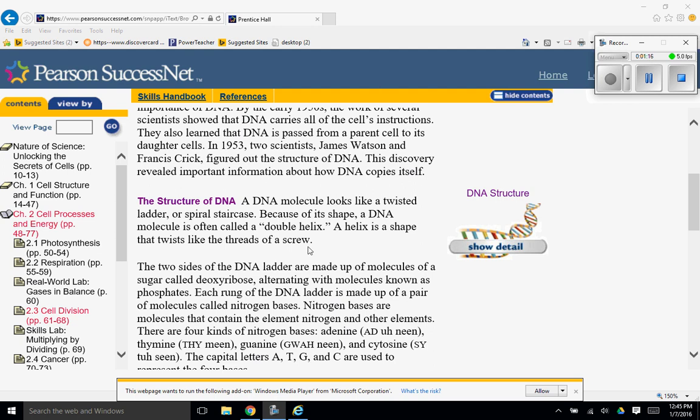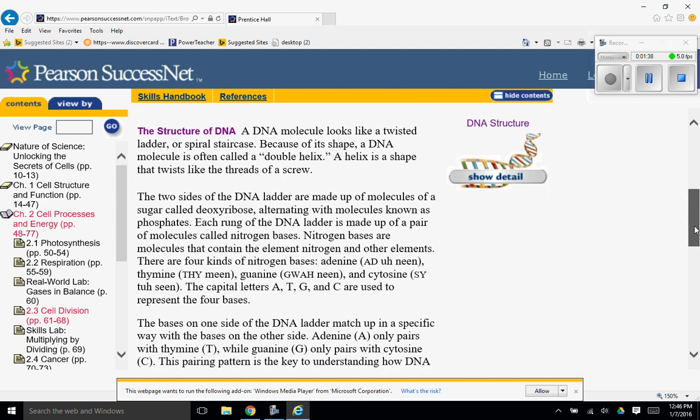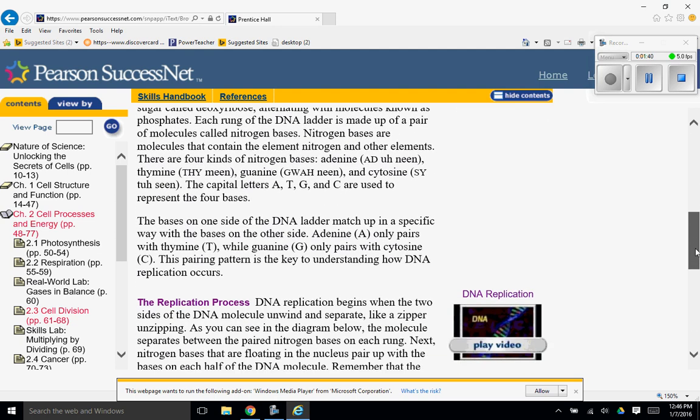The two sides of the DNA ladder are made up of molecules of a sugar called deoxyribose, alternating with molecules known as phosphates. Each rung of the DNA ladder is made up of a pair of molecules called nitrogen bases. Nitrogen bases are molecules that contain the element nitrogen and other elements. There are 4 kinds of nitrogen bases: adenine, thymine, guanine, and cytosine. The capital letters A, T, G, and C are used to represent the 4 bases.